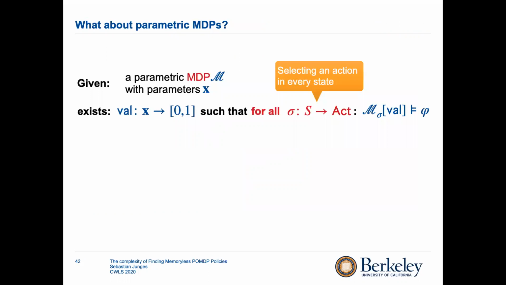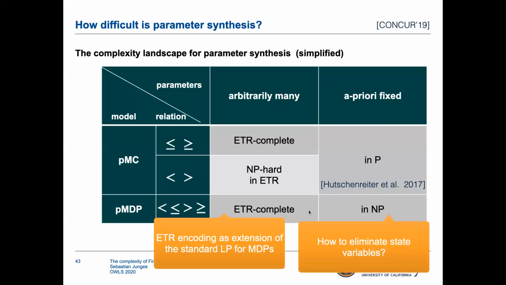You can also think about parametric MDPs. Recall from the start, MDPs were this simpler setting of POMDPs. So we are looking again at memoryless policies, but that suffices for MDPs, and ask whether there is a valuation of the parameters such that for any strategy or policy, the induced Markov chain will satisfy a property. And then this becomes ETR complete independent of the relationship here. In particular, the fact that this is in ETR follows from the ETR encoding that you get by extending the standard LP for MDPs into a formula of the existential theory of the reals.